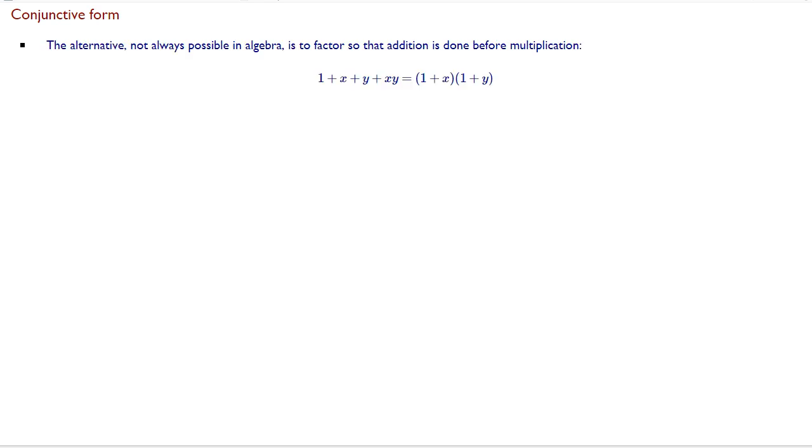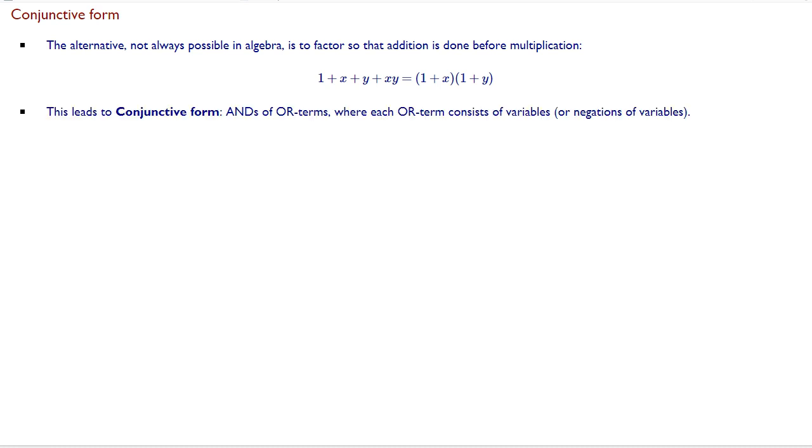The alternative doesn't always work in ordinary algebra, but from time to time you can take an expression and factor it completely, and when you've factored it completely, you've set it up in such a way that you do all the addition first and then do all the multiplication. Turns out this is always possible with logical functions, and it's called conjunctive form. A logical expression is in conjunctive form if you do all the ORs first, followed by the ANDs. In other words, if your expression is an AND of terms that use only OR.